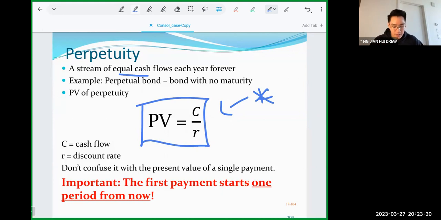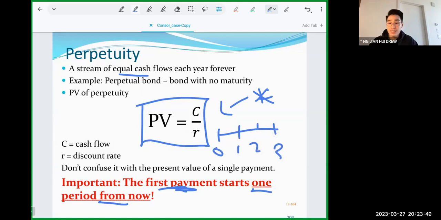Now, there's one very important concept here: the first payment starts one period from now. What does this mean? Imagine I have 0, 1, 2, 3. In order to use this formula, your cash flow C must start from 1 period from now. So if I'm at year 0, the cash flow must start from year 1. I have one example that will show you critically why we need to understand the concept of the first payment starting 1 year from now. Just keep in mind that this is super important. If it's not 1 year from now, we need to do adjustments, and we'll see how to do it.